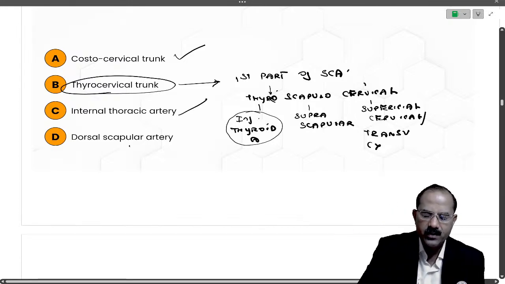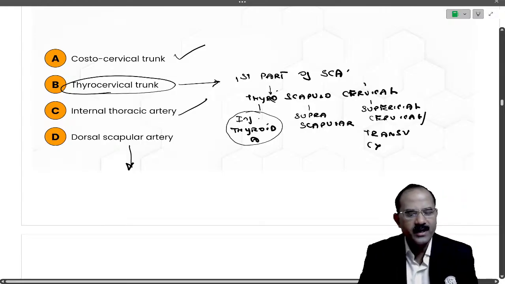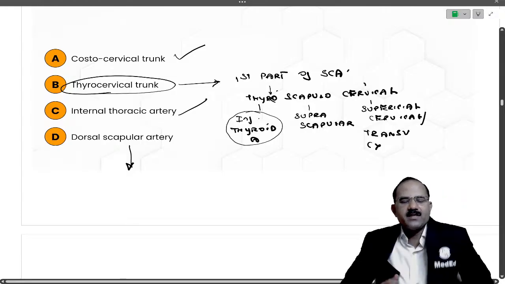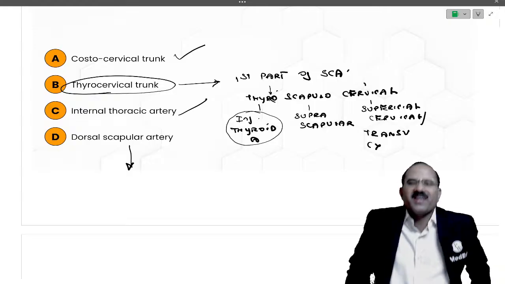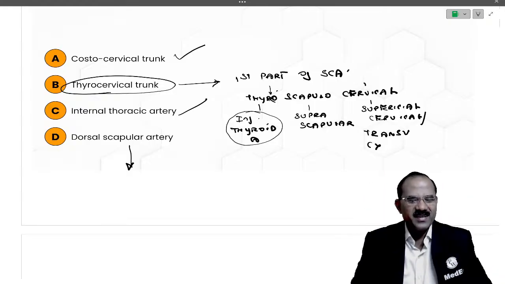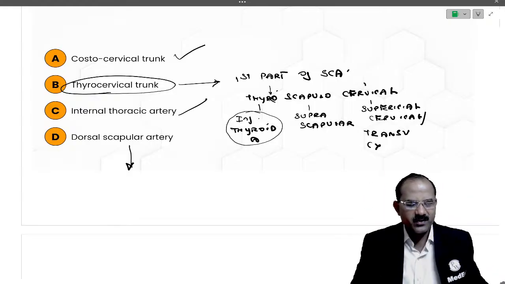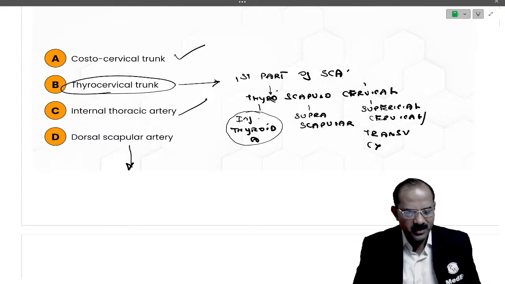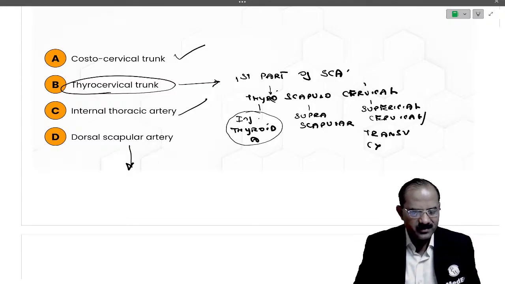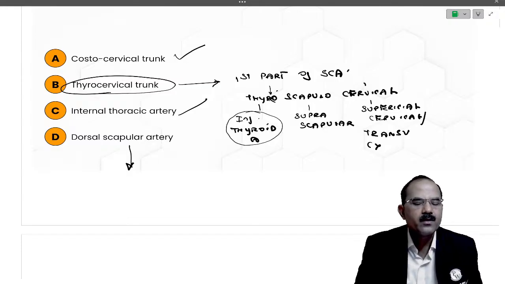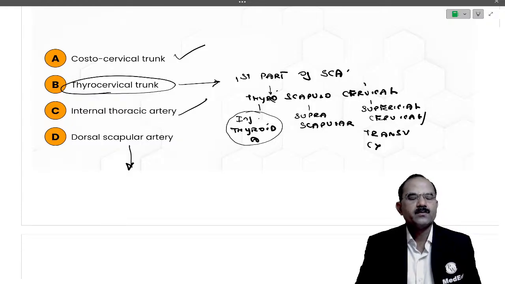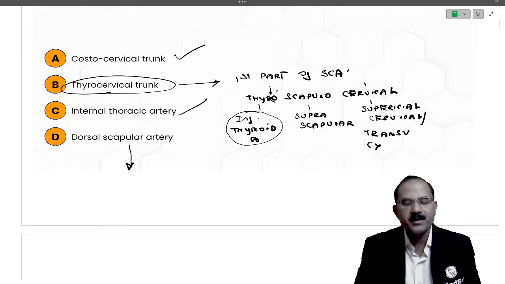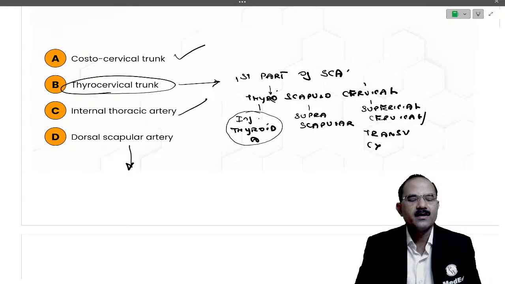Internal thoracic artery, dorsal scapular artery is a branch of what? Any guesses? Come on, students. You're answering very well. Excellent. Dorsal scapular artery is a branch of... No, dorsal scapular artery is not a branch of external carotid. It's a branch of the third part of the subclavian artery.